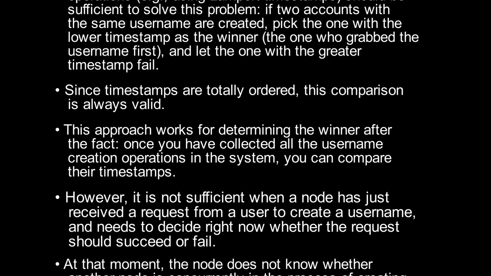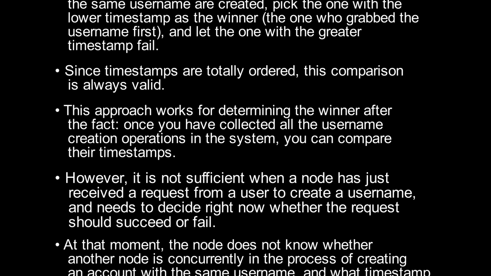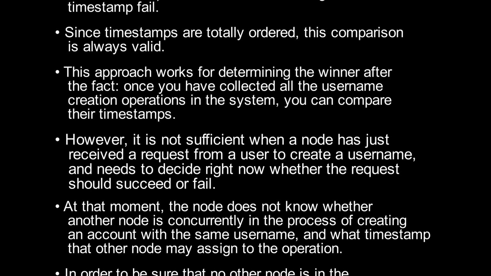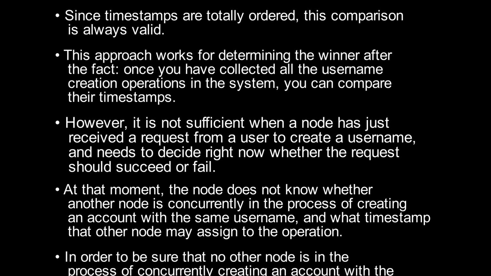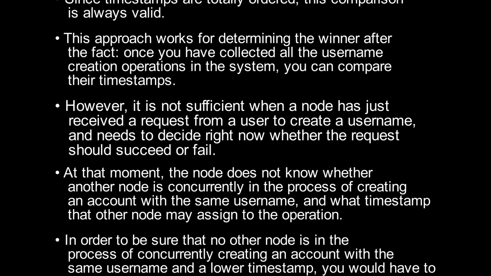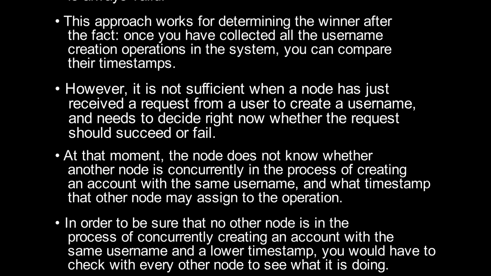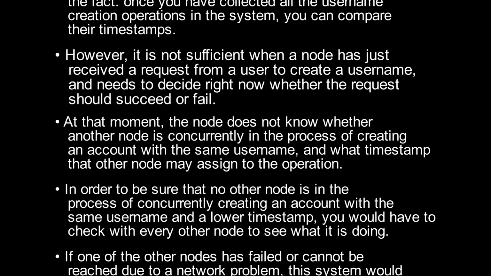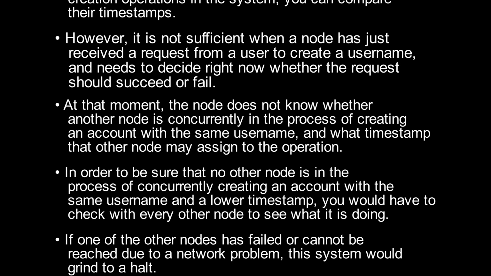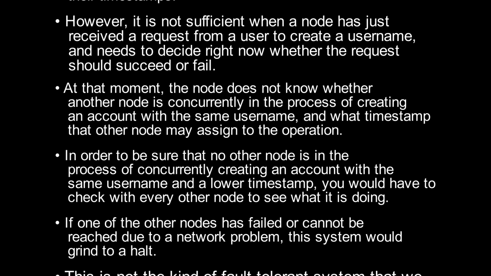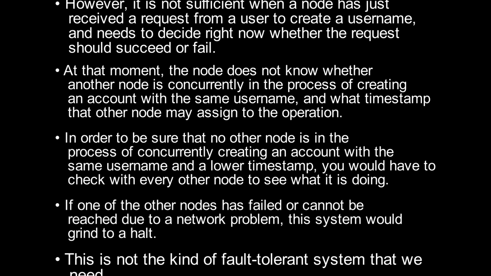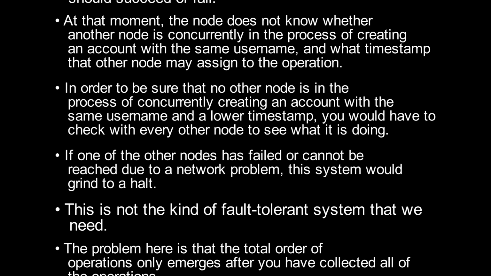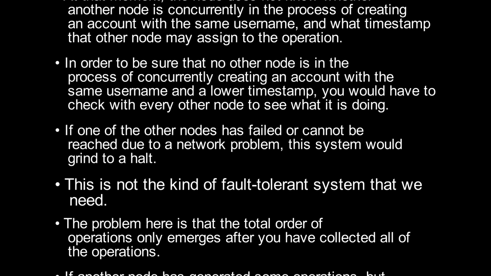However, it is not sufficient when a node has just received a request from a user to create a username, and needs to decide right now whether the request should succeed or fail. At that moment, the node does not know whether another node is concurrently in the process of creating an account with the same username, and what timestamp that other node may assign to the operation. In order to be sure that no other node is in the process of concurrently creating an account with the same username and a lower timestamp, you would have to check with every other node to see what it is doing. If one of the other nodes has failed or cannot be reached due to a network problem, this system would grind to a halt. This is not the kind of fault-tolerant system that we need.